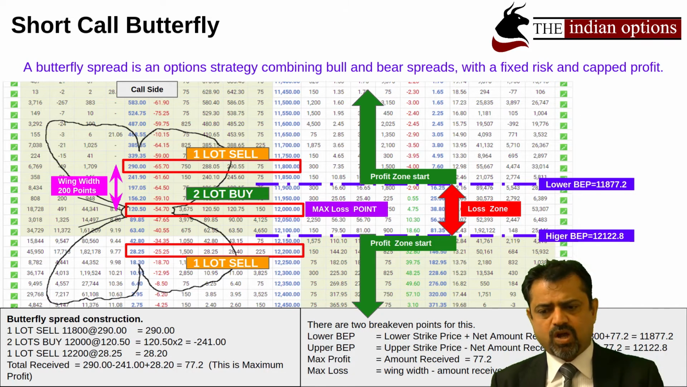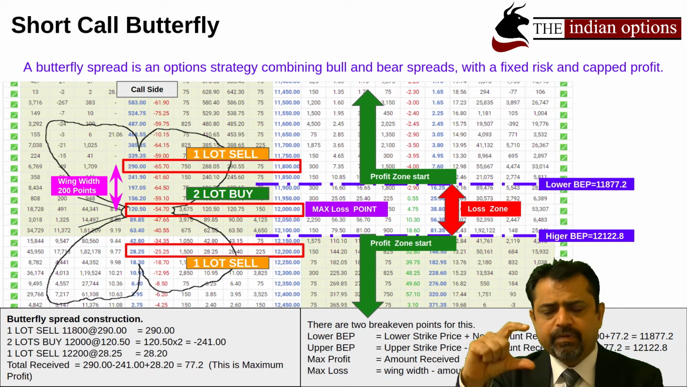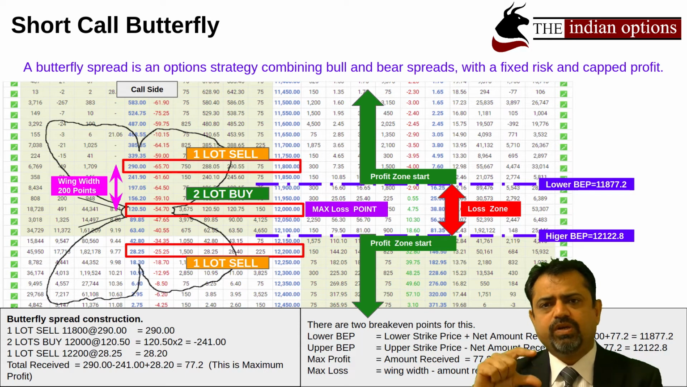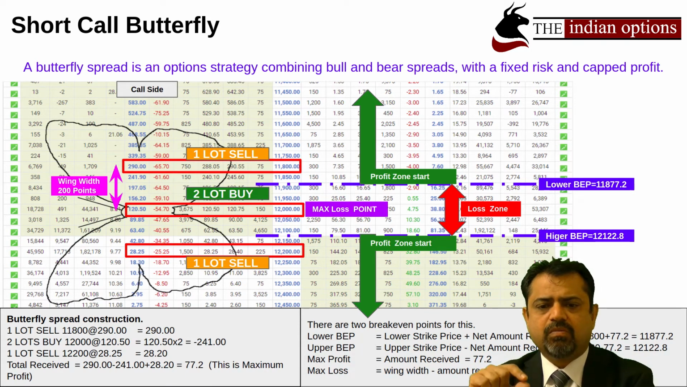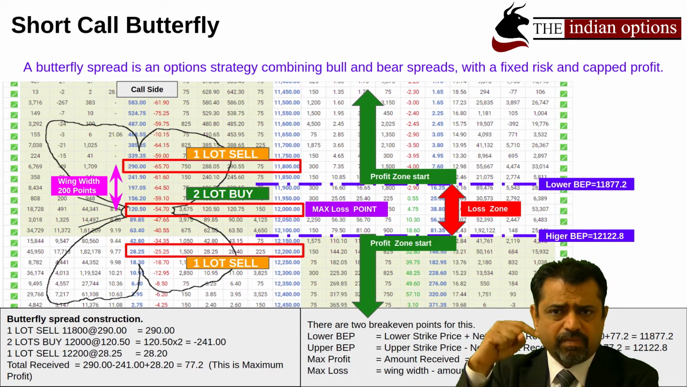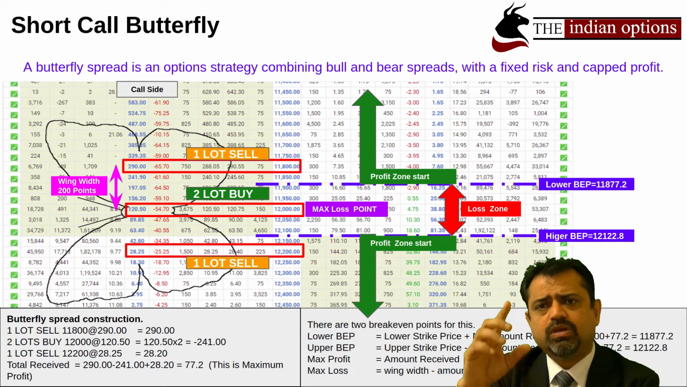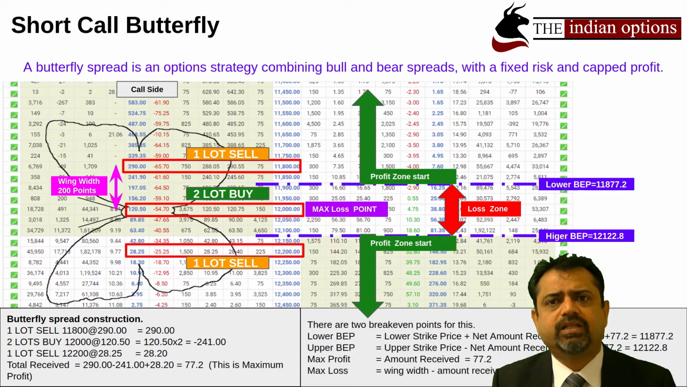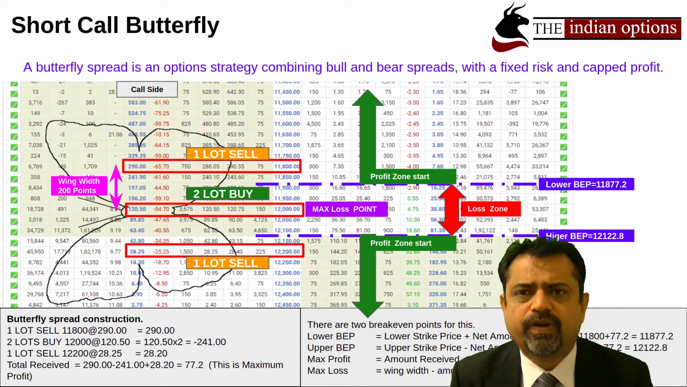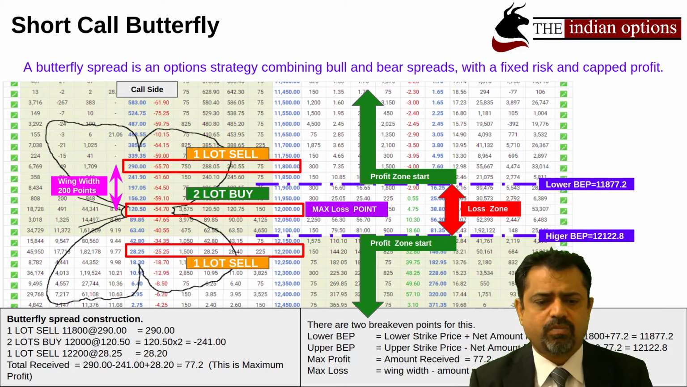So the maximum loss is going to be 122 rupees and 80 paise. Again here there are two BEP points. If the market stays between the BEP points, that is going to be your loss zone, and the maximum loss point is going to be if the market stays at 12,000. If the market goes above or below the BEP, then you are going to start making the profits, but the maximum profit is going to be whatever money you have received, that is 77.2.